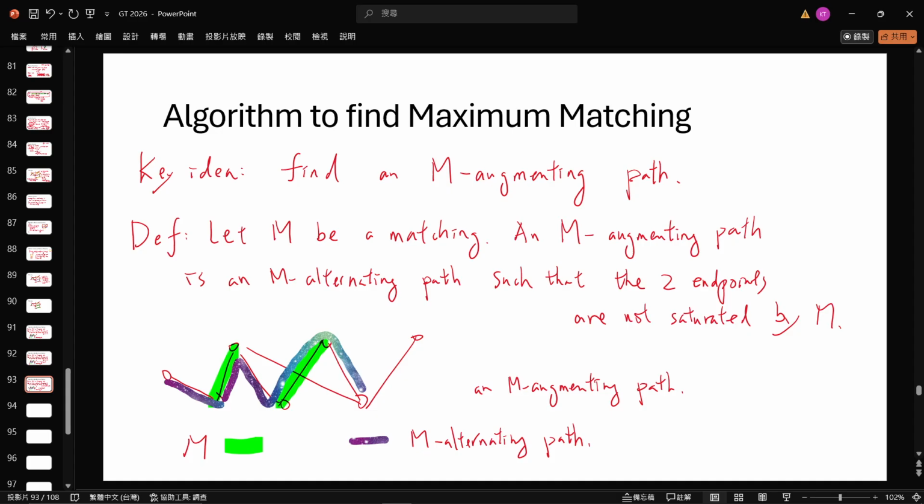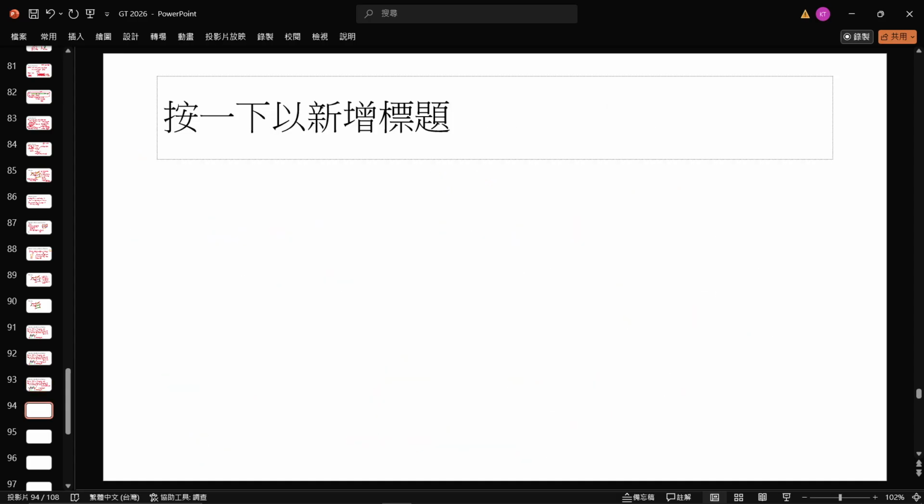All right, so before I give you the algorithm to find augmenting paths, because we haven't mentioned how to find augmenting paths, I want to at least make sure that we can always find an M augmenting path if the matching M is not maximum.